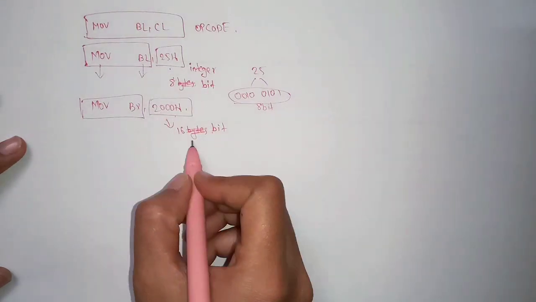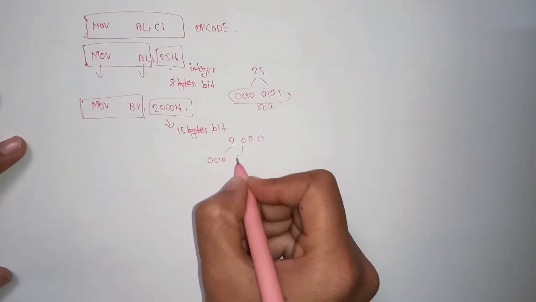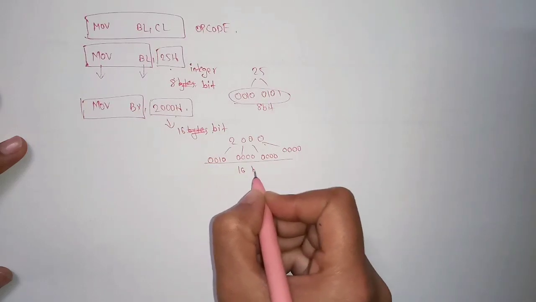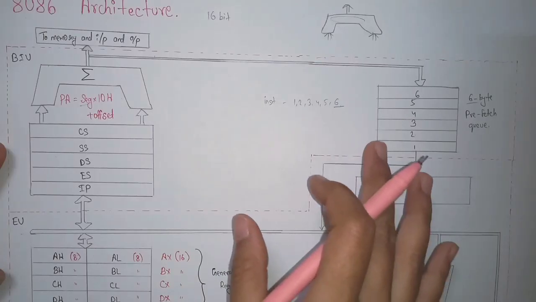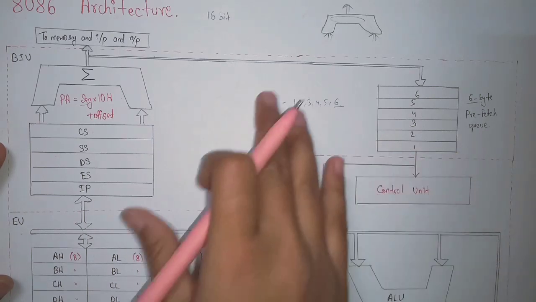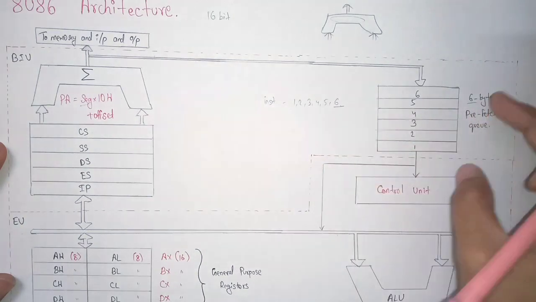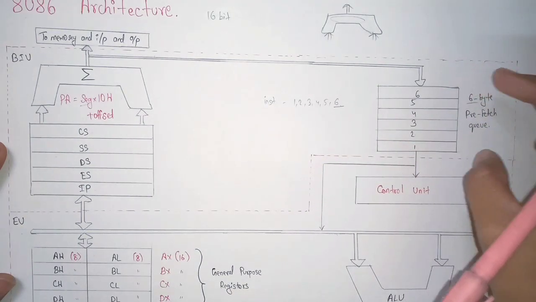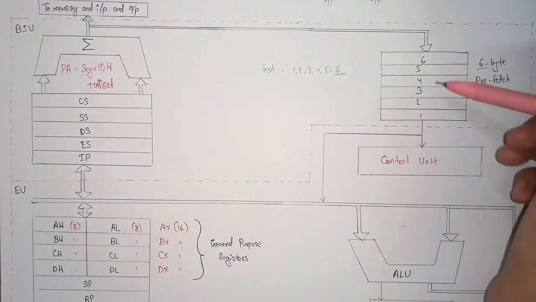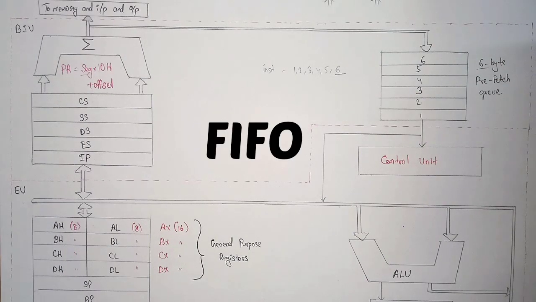And in the same manner, if we write the opcode of 2000, then we can write it 0010 and 0 for all this. So it will become of 16 bit. So that's the reason why instructions can be of many different sizes, and they are fetched into this 6 byte prefetch queue, and the maximum size is 6 bytes. That's why this prefetch queue is of 6 bytes. So as we saw, whatever instruction gets first into this prefetch queue, it will get executed first. So this operation is called FIFO. FIFO stands for first in, first out.